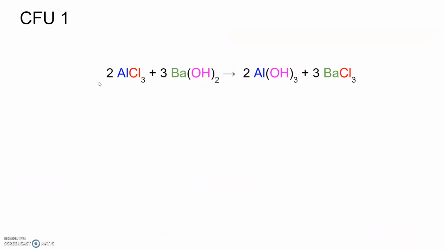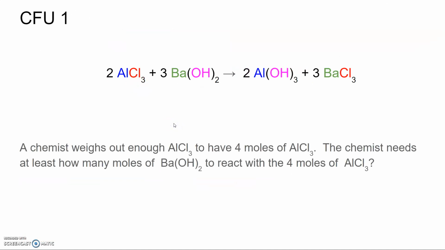All right, now I want you guys to try it with this CFU. So we have a new chemical reaction equation. In this scenario, a chemist weighs out enough aluminum chloride to have 4 moles of aluminum chloride. The chemist needs at least how many moles of barium hydroxide to react with the 4 moles of AlCl3? So go ahead and pause the video now, and when you press play again, the answer will be revealed.